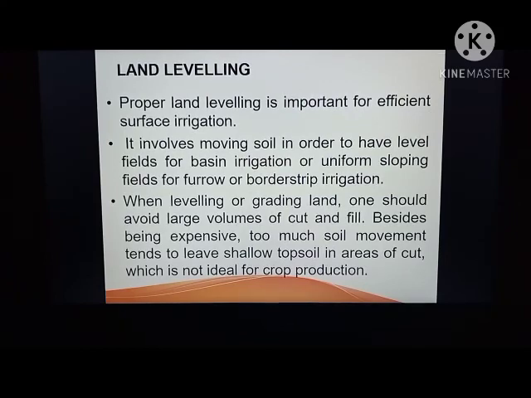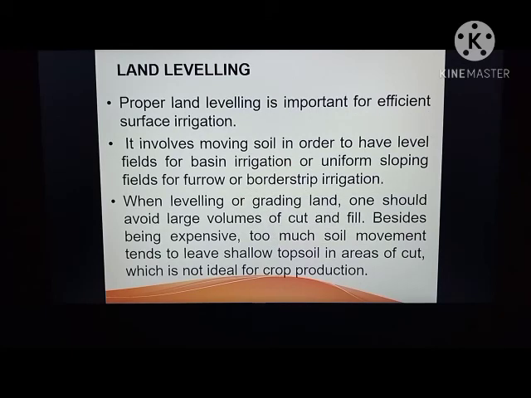Next is the land leveling. Proper land leveling is important for efficient surface irrigation. It involves moving of soil in order to have level fields for basin irrigation or uniform sloping field for furrow or border strip irrigation.